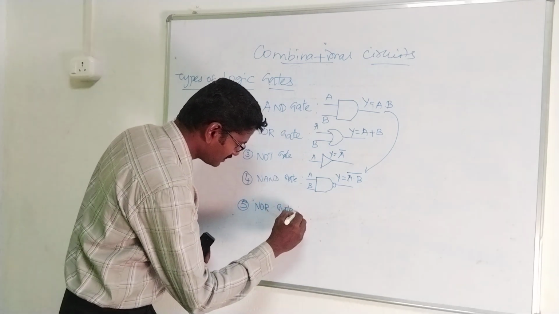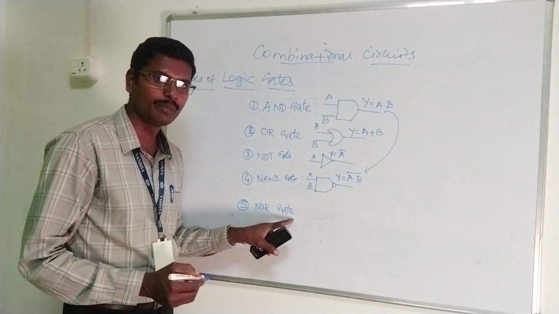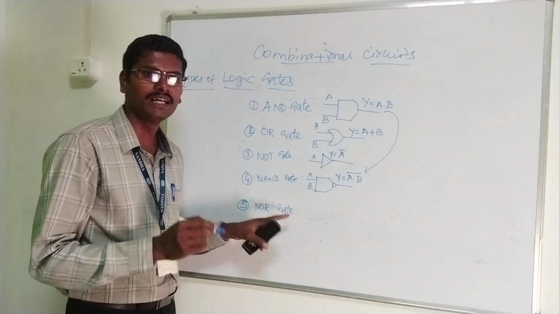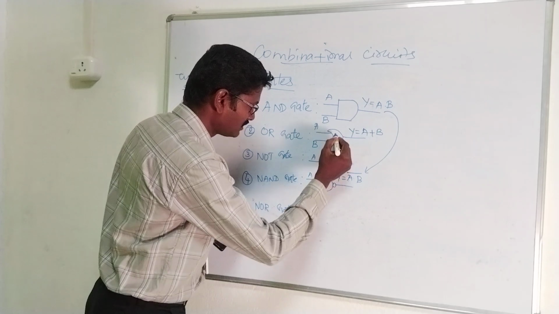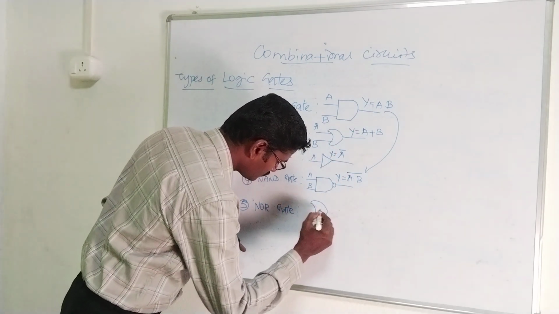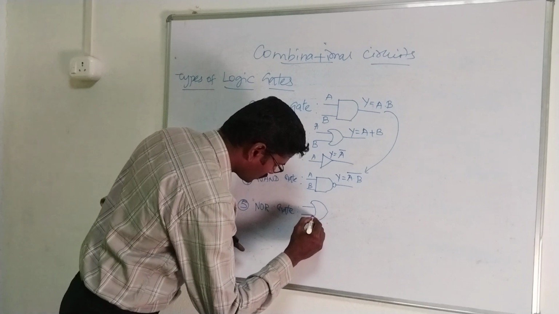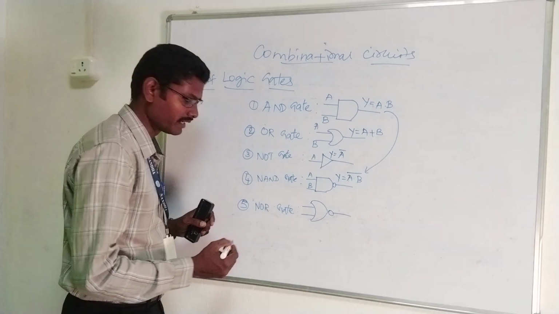So NAND gate is a combination of AND gate and NOT gate, whereas NOR gate is a combination of OR gate and NOT gate, right? So the symbol of OR gate you have seen already, but in the output we'll add a bubble for NOR gate, right?